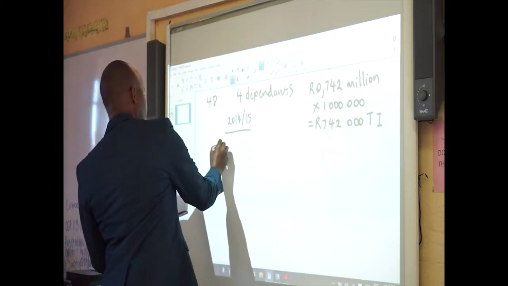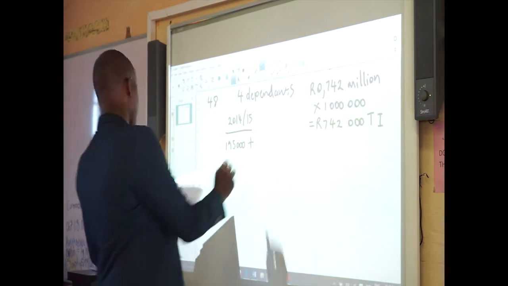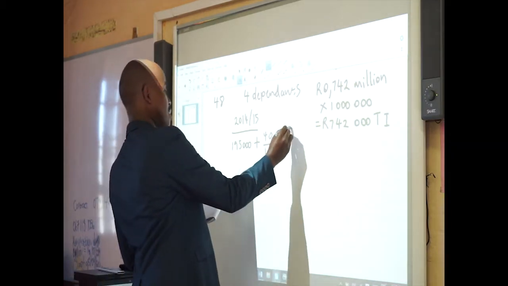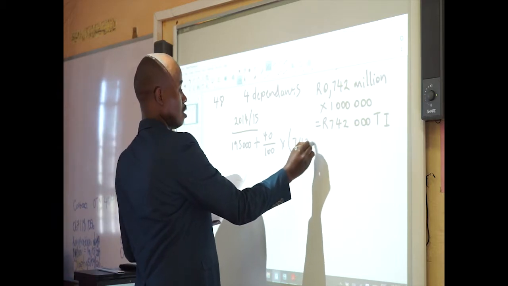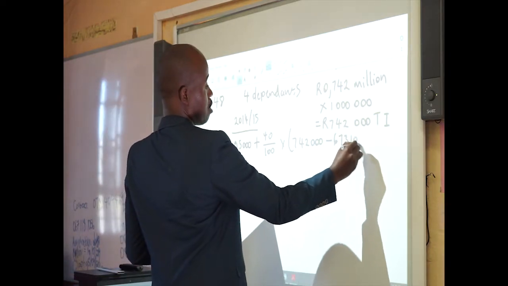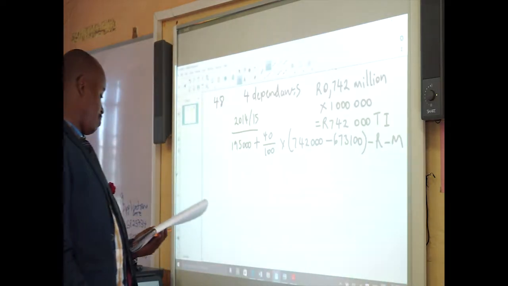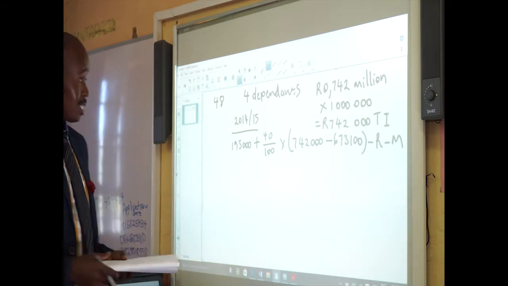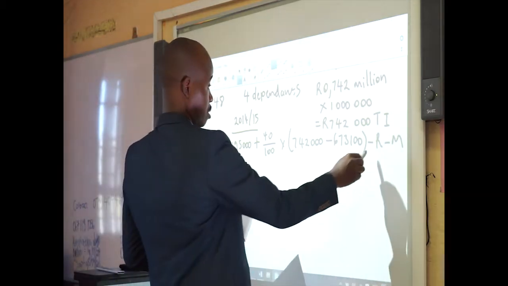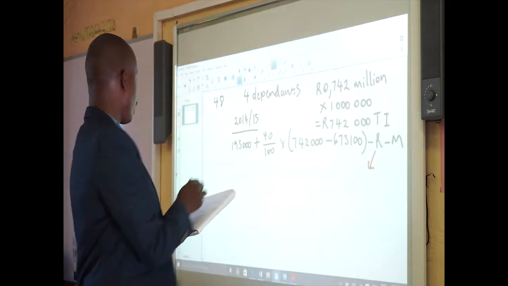We have 195,212 plus 40% times taxable income 742,000, let's subtract 673,100 and close brackets, minus the rebates, minus the medical tax credit. Right, how much is our rebate? There's a mistake, it's 195,212. Thank you.